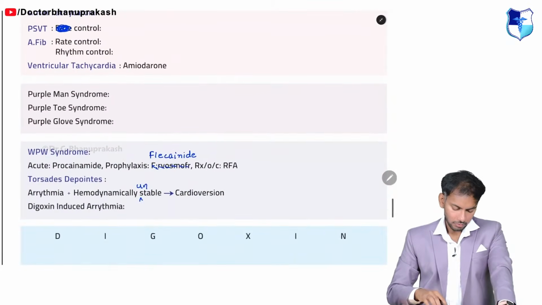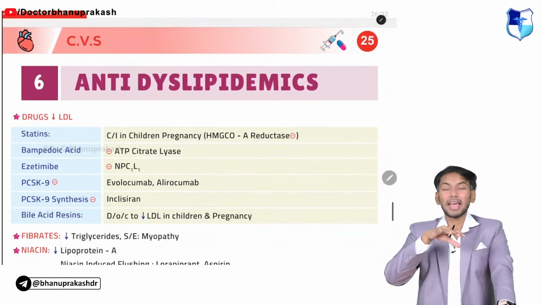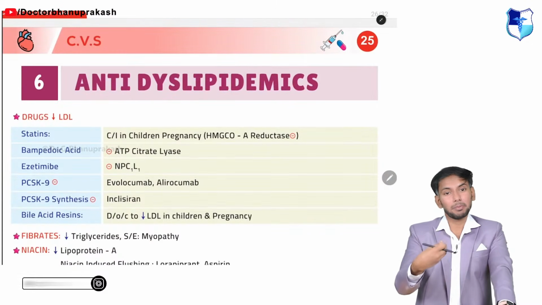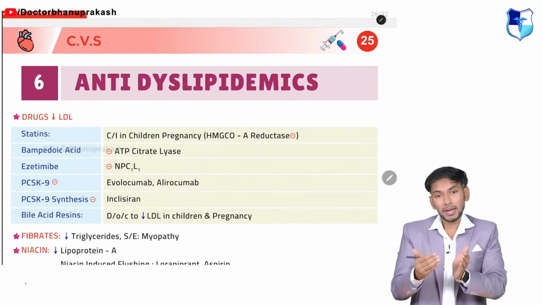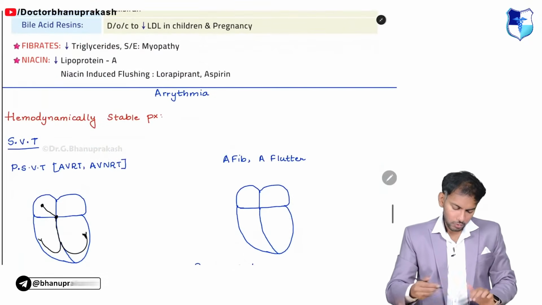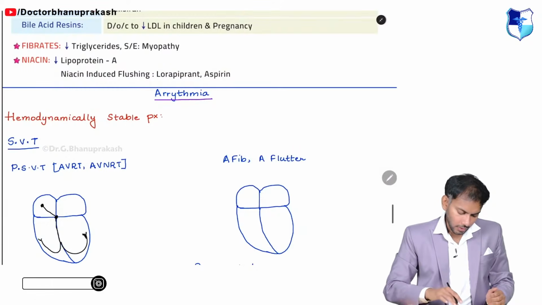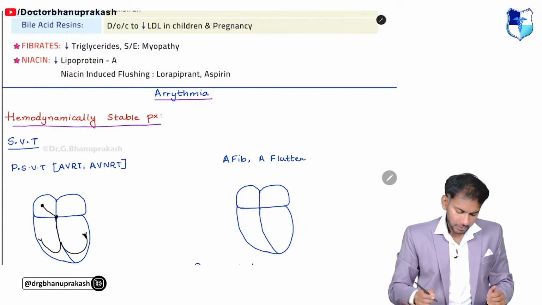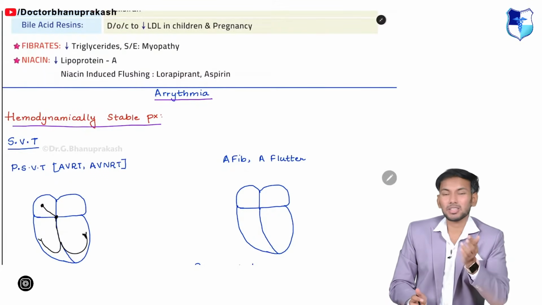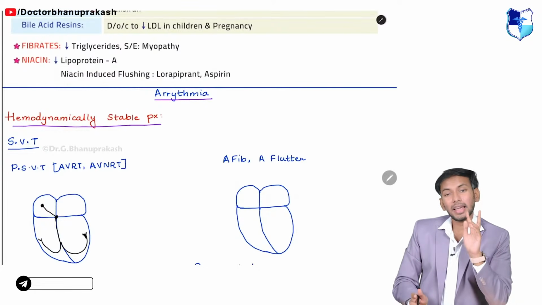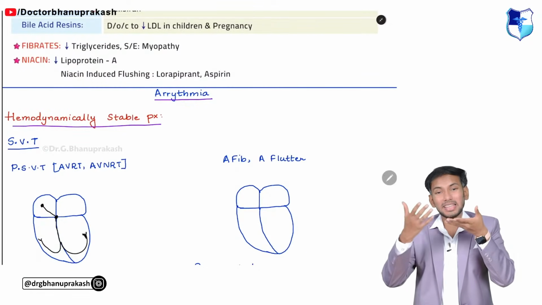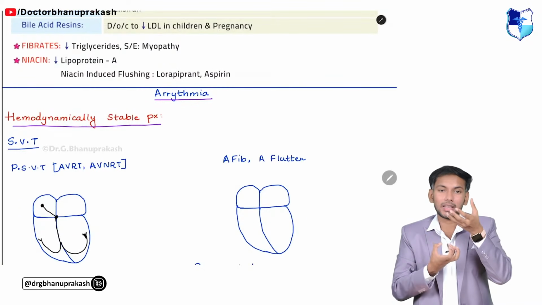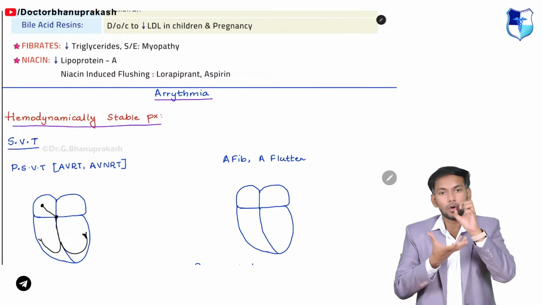See here carefully. Let us suppose a person has an arrhythmia and his BP is stable. That means BP is normal. If the BP is normal, we call him a hemodynamically stable patient. In a hemodynamically stable patient, the examiner will ask you about two things. It could be either an atrial tachycardia, that means a supraventricular tachycardia, or the examiner might ask you about ventricular tachycardia. So, supraventricular or ventricular.